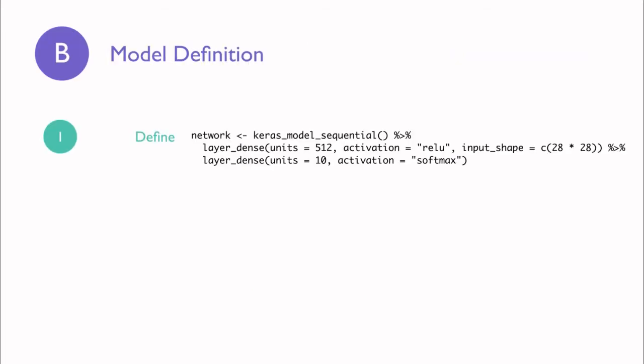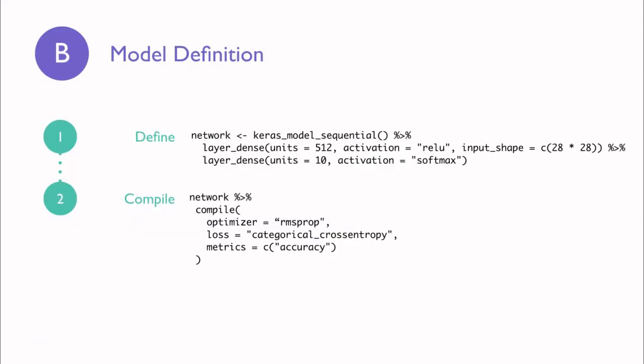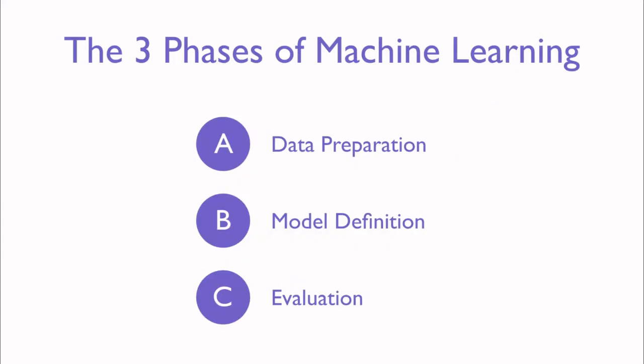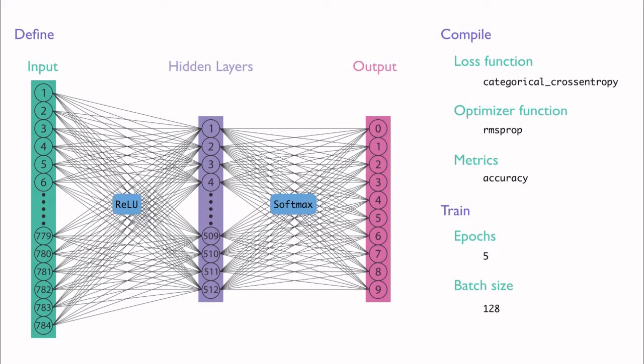First, we defined the model architecture using a series of layer functions. We can depict our model like this. Note the two activation functions, ReLU and softmax, that we also defined in the first part. Next, we compiled our network with specific loss and optimizer functions, in addition to a metric that is specific to our data, in this case, accuracy. Third, we trained our model with the fit function, where we defined the number of epochs and the mini batch size. So this is the framework of our model.